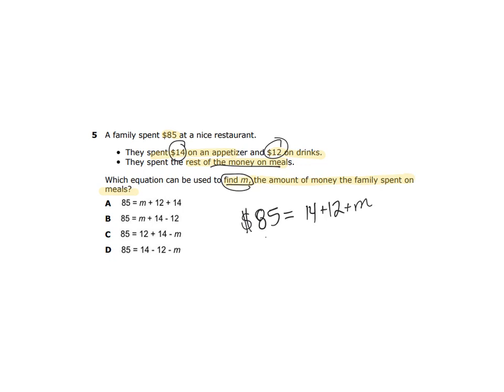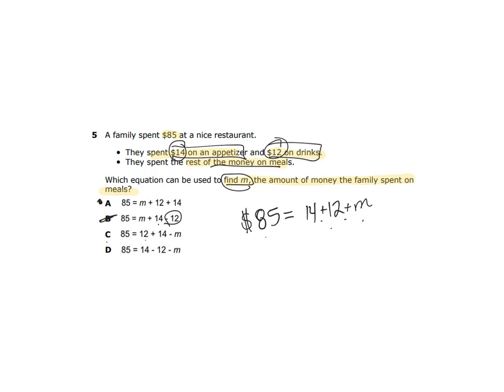A says 85 equals M plus 12 plus 14. Now, those numbers aren't in the same order, but since I'm adding, that doesn't matter. So I'm thinking it's probably going to be A. On B, I'm taking $12 away from $14. So are they taking $12 of their drinks away from the $14 on an appetizer? No, that makes no sense.